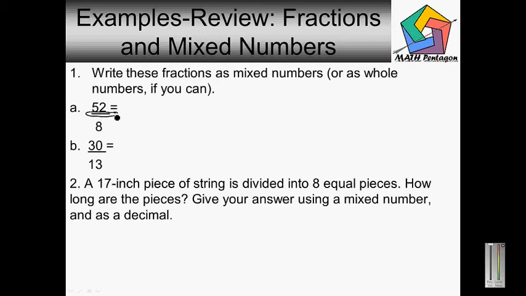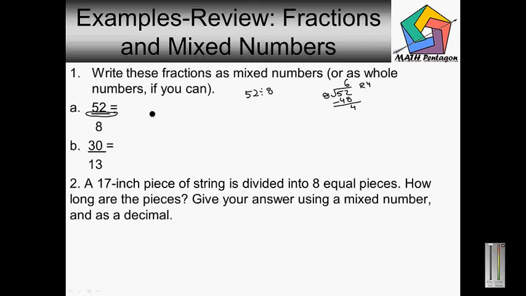The bar right here is telling us to divide 52 divided by 8. So we're going to do that. 52 divided by 8. So we're going to divide. 8 goes into 52 6 times. 8 times 6 is 48. 52 minus 48 is 4. So we have a remainder of 4.